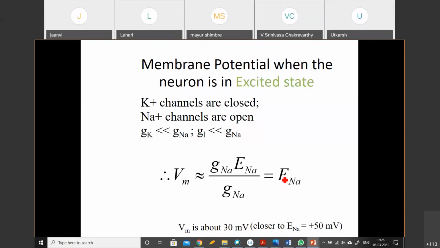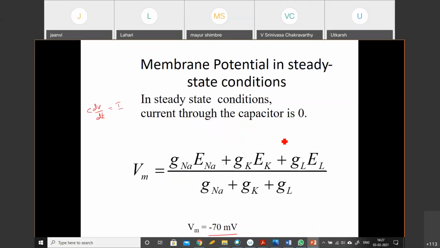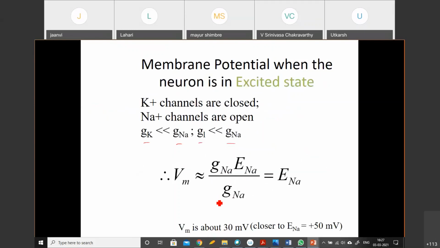Whereas in the excited state, the channel open-close situation changes. In the excited state, sodium channels are now open, whereas potassium channels are mostly closed. That means GK is much less than GNa, and GL is also much less than GNa. So if you plug in these two conditions in this formula, you get GNa and ENa surviving in the numerator, and GNa alone surviving in the denominator. So you get this expression, which is equal to ENa.